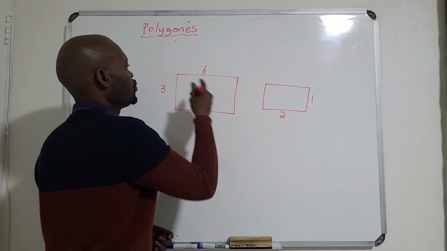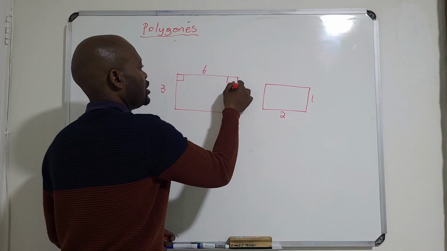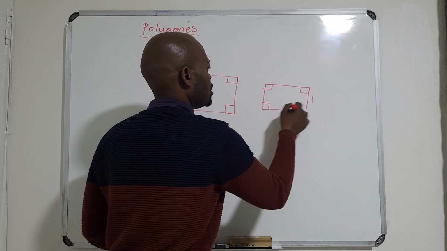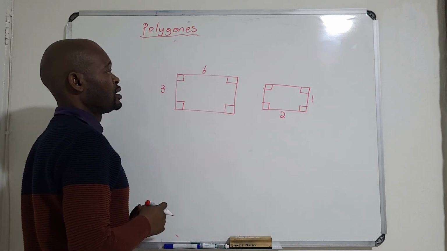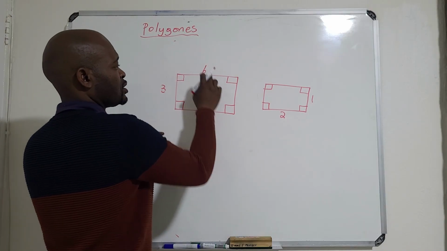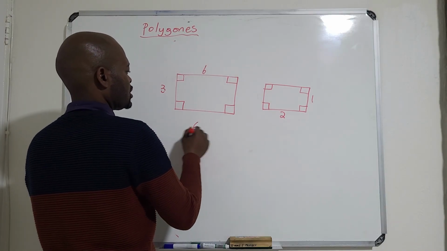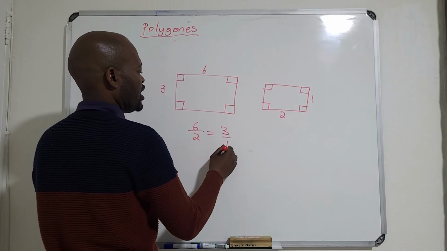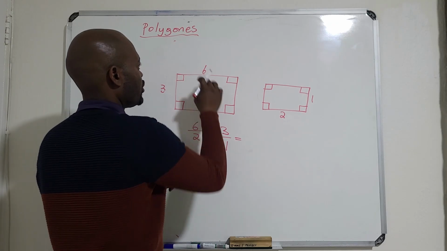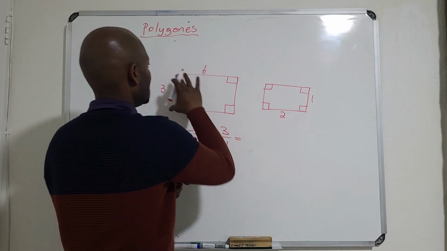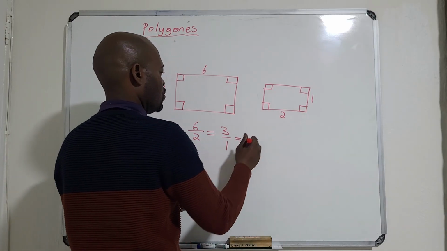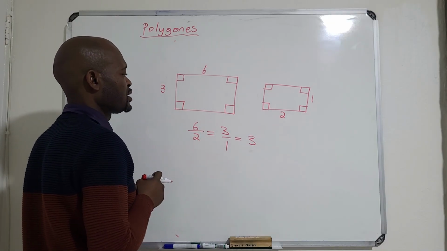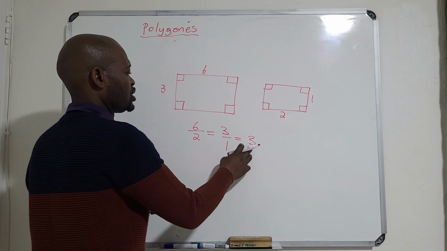Therefore, these two rectangles are similar, but not all rectangles. Not all rectangles are similar. If we look, this divided by that, 6 divided by 2 is equals to 3 divided by 1. This divided by that, this divided by that, we get 3, to show that all corresponding sides are in the same proportion, which is 3 over 1.